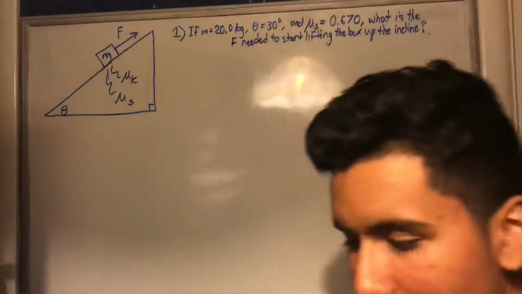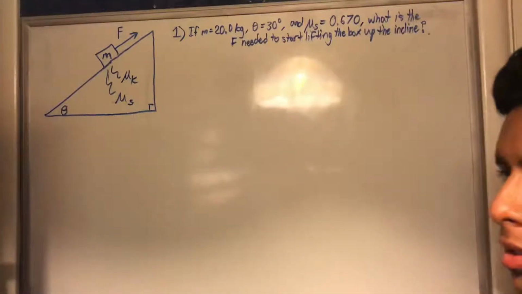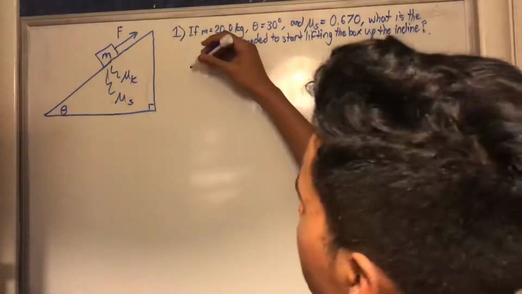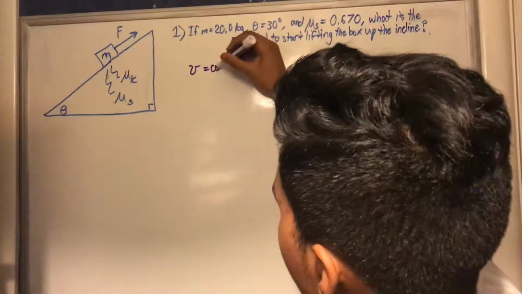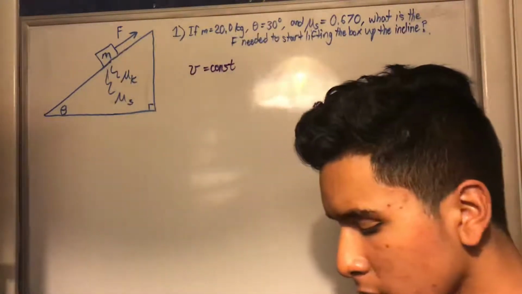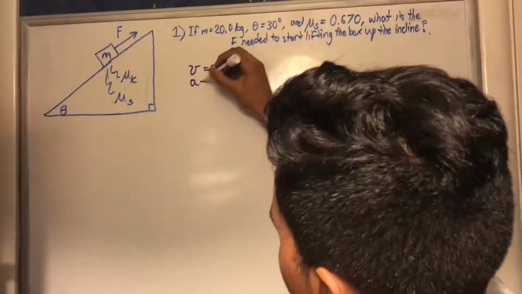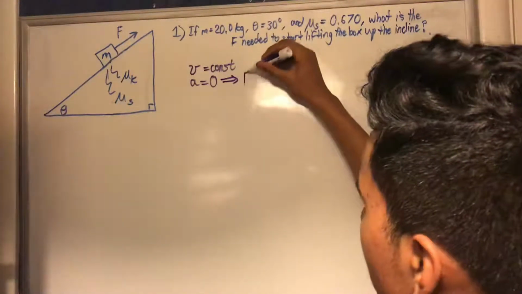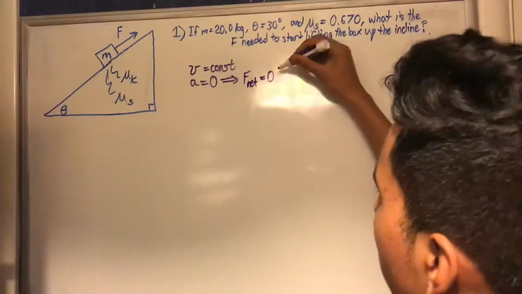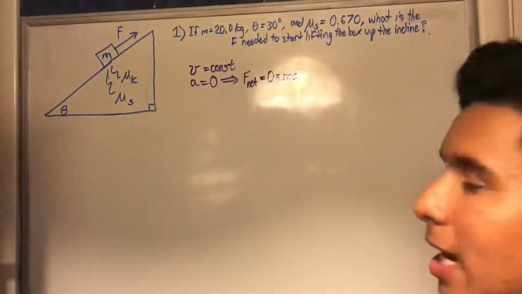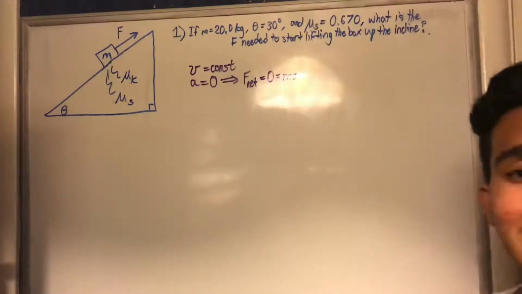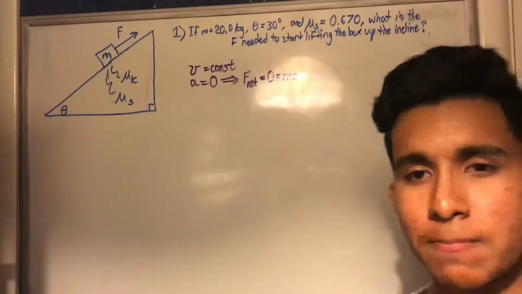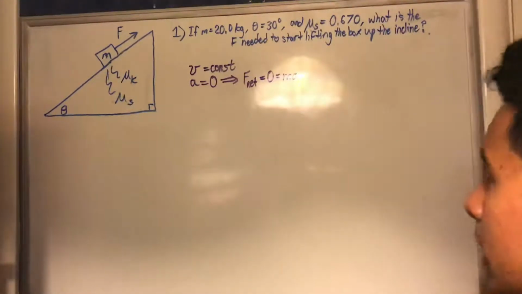So, if we just need the box to start moving up the incline, we don't really need it to speed up. It can move up the incline at a constant speed. V can be constant. If V is constant, that means there's no acceleration. The box doesn't accelerate. A equals 0. If A equals 0, the net force is equal to 0, because net force is equal to mass times acceleration, and mass times 0 is 0. Those details are going to help us out, because that just means that we can put a lot of stuff equal to each other. You'll see when we get to that part.